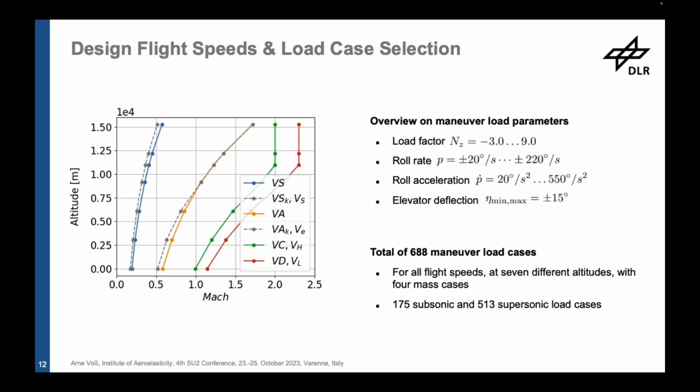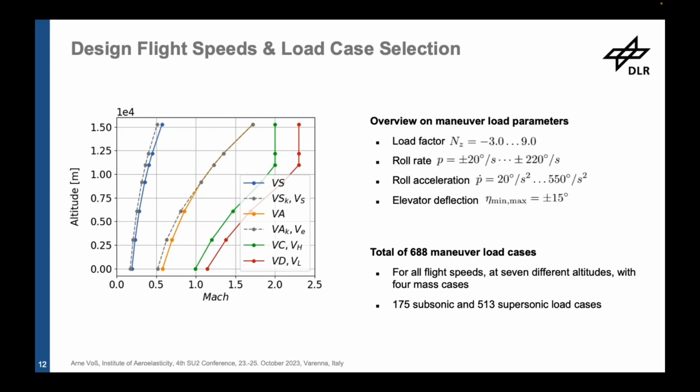So talking about the flight envelope, here on the left-hand side, you can see the altitude plotted over the Mach number, starting with the stall speed here in the blue curve on the left-hand side, and then up to the dive speed with the red curve on the right-hand side. And every dot on these curves marks one operational point, and in each operational point, a number of different maneuver load cases are calculated. What is a maneuver load case?